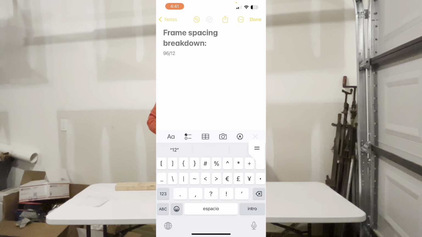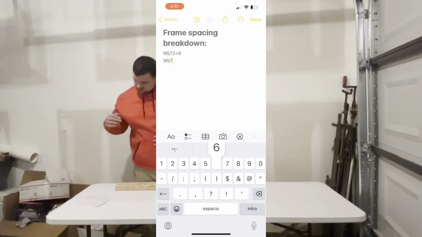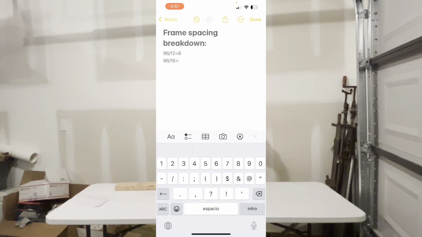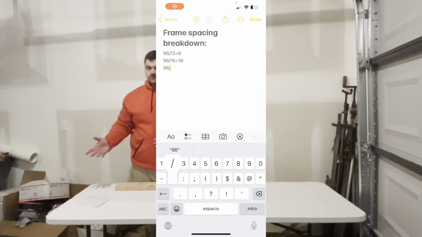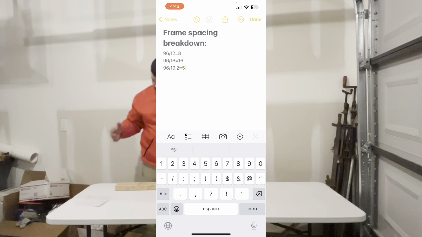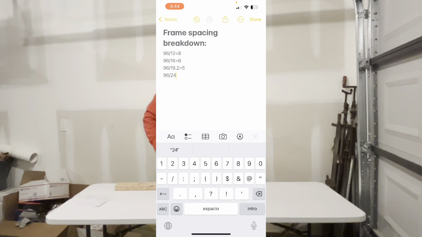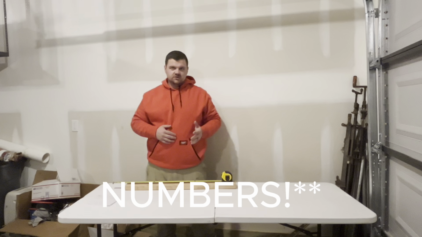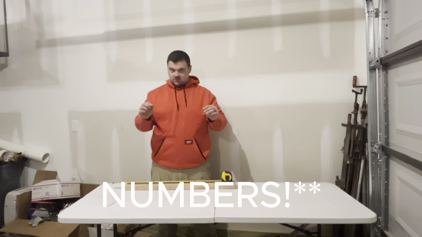So 12 into 96, it goes 8 times. You go to 16-inch centers, that divides into 96 6 times. And 19.2, that divides into 96 5 times. And then you can go to 2 foot centers, which goes into 96 4 times. And then 4 foot centers, more common on like barns and such, that goes into it 2 times. Those marks represent the center of the layout.